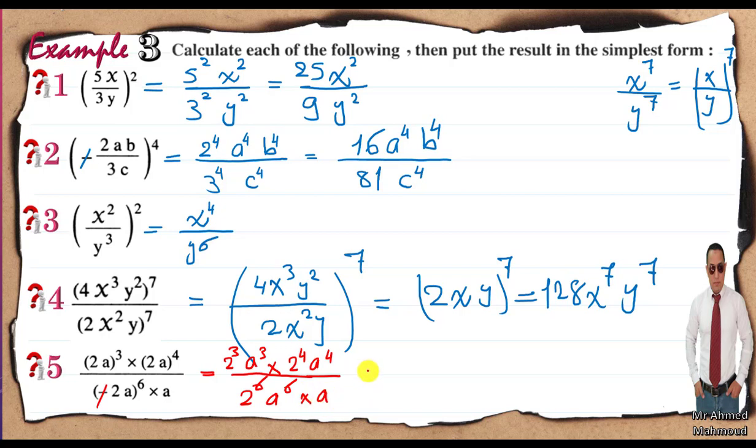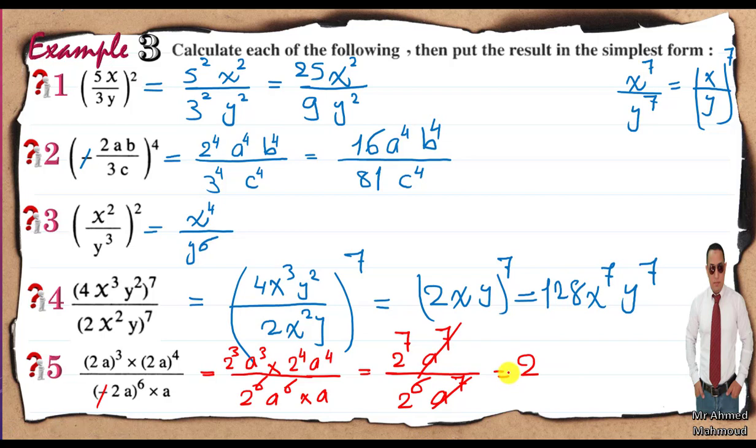Okay, now I'm going to collect the powers together. I have 2 power 3 and 2 power 4, so it will be 2 power 7, and a power 3, a power 4, a power 7, over 2 power 6, a power 6, a power 1 equals a power 7. Now 2 power of 7 over 2 power of 6, so 7 minus 6 is 1, so it will be 2. A power of 7 over a power of 7 cancel together. The final answer of this expression equals 2.